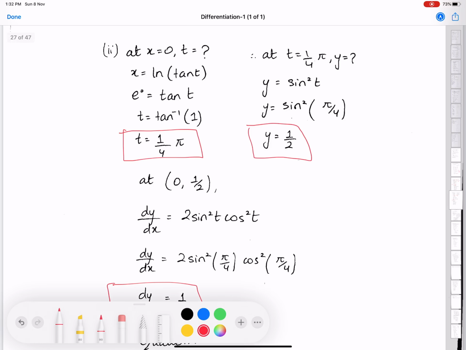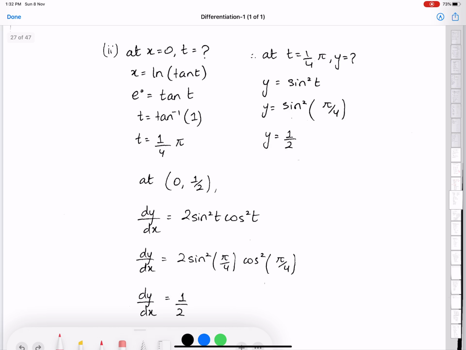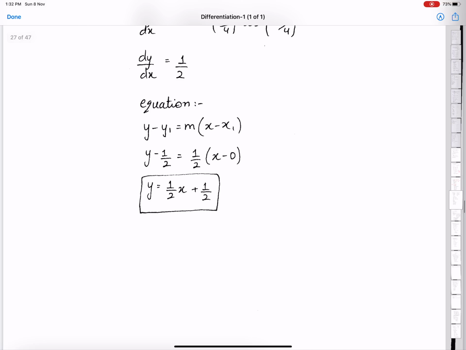So we can get the equation of the tangent. So the equation of the tangent will be this. In this question, it was not mentioned to give the answer in this form. So when it's not mentioned, then you can leave your answer in this form.